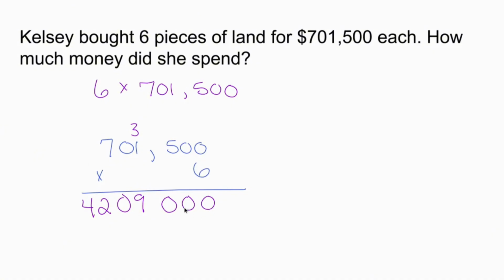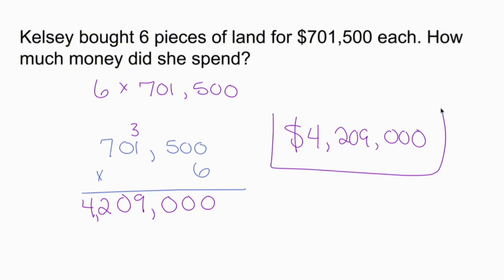Now we count from the right, 1, 2, 3, comma, 1, 2, 3, comma, and we end up with 4,209,000. Now since this is a word problem and it's asking how much money did we spend, well, we're going to say $4,209,000. And that is how much Kelsey spent.